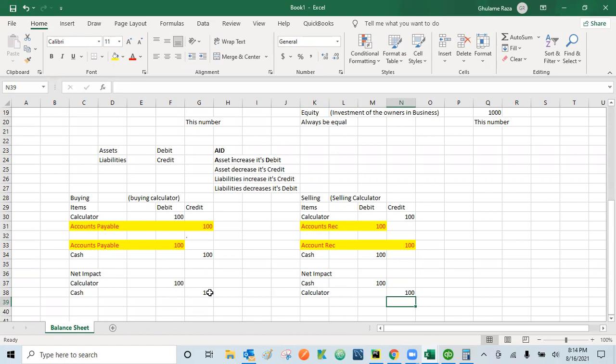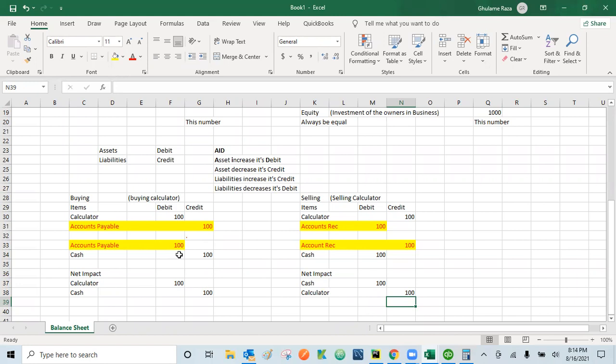So you can see here, if someone has bought it right away, like if someone has given the money right away, then the impact would be this. But because we have done an account receivable transaction, that's why this entry is created and then reversed. So that's how the transaction works.